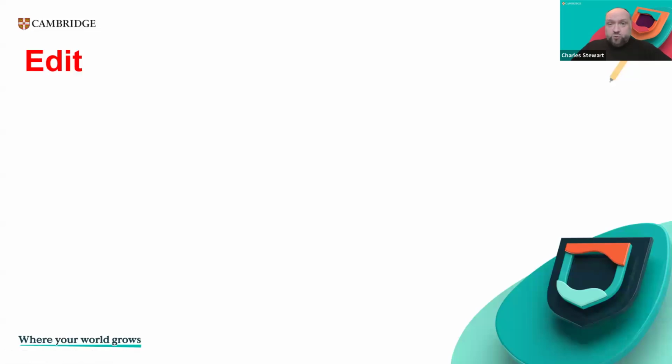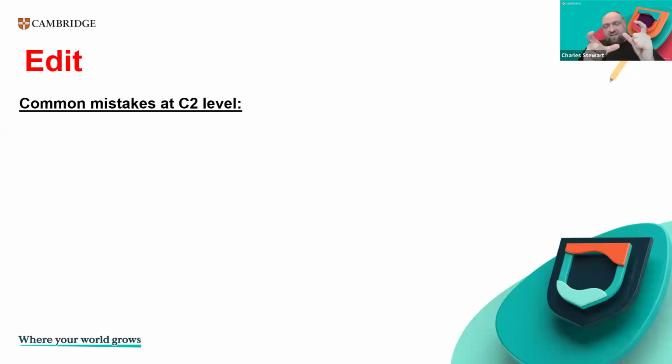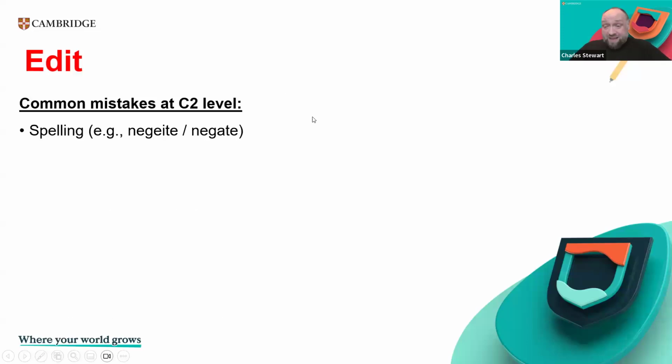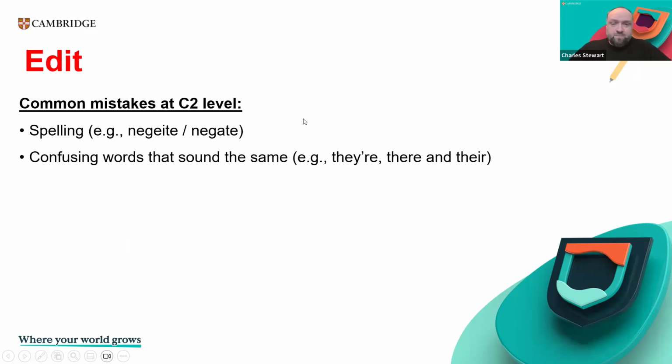After you write, do not move on to part two. Take 5 minutes, go back and read and proofread and edit your text that you wrote. Roughly 5 minutes to plan, roughly 35 minutes to write, and then roughly 5 minutes at the end to go back and proofread. Some common mistakes that are made at the C2 level would be spelling. That is a big mistake that is made, and spelling is counted as incorrect.